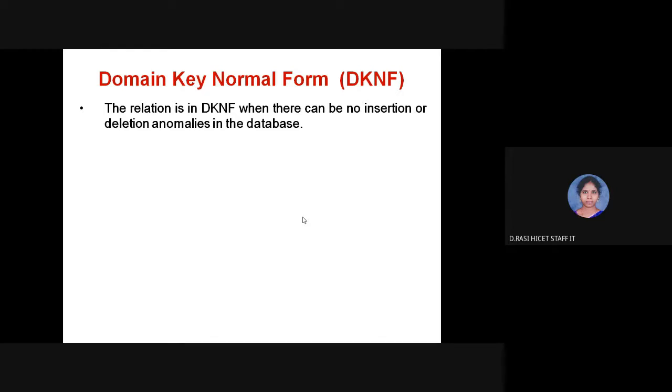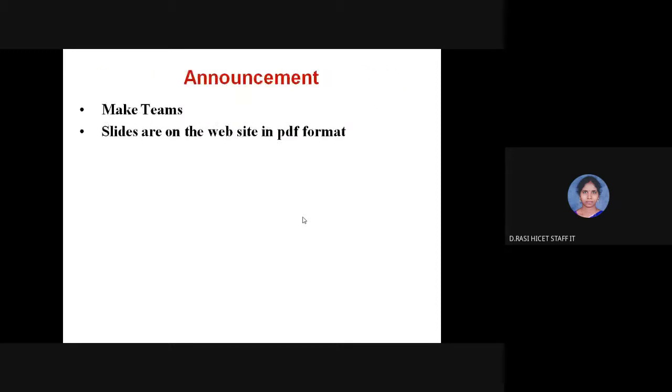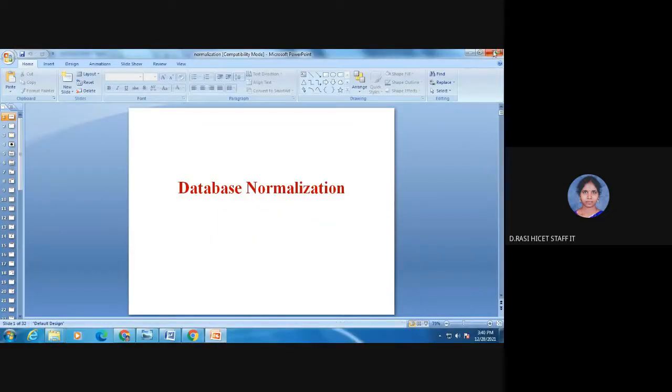So whenever I say that a relation is in domain key normal form, it means there can be no insertion or deletion anomalies in the database. Anomalies in the sense of replications, duplications, as well as insertion and deletion anomalies in the manipulation process. If these anomalies are avoided, then I can say that the given relation is in domain key normal form. Okay, so this is up to your database normalization.